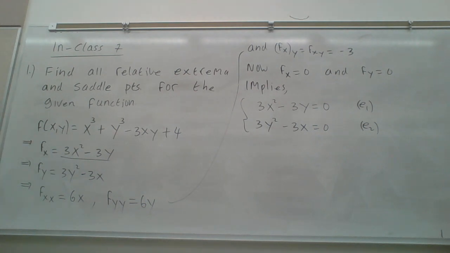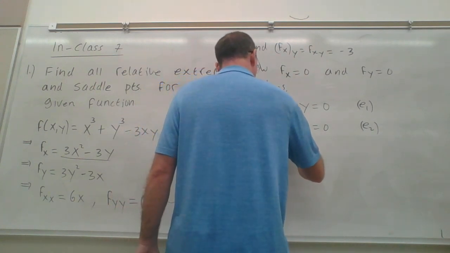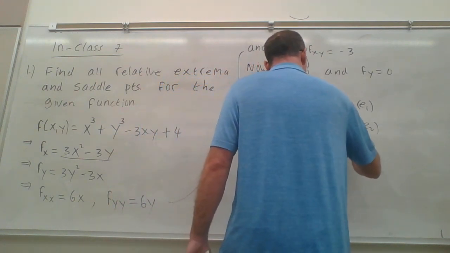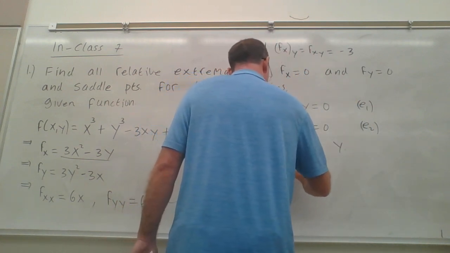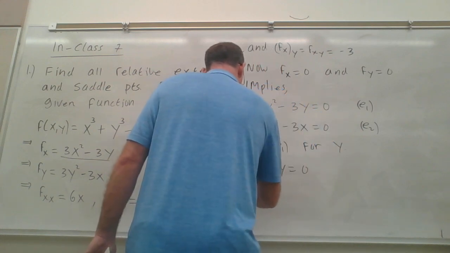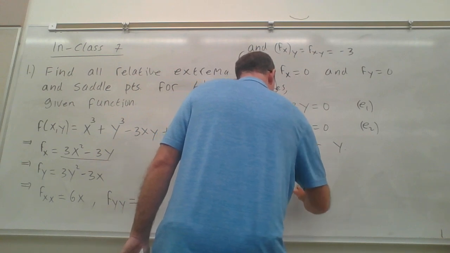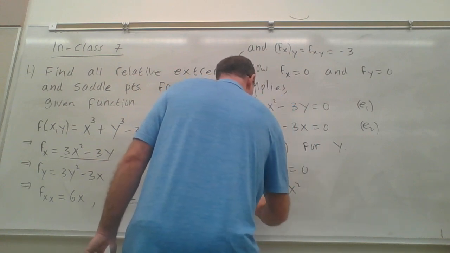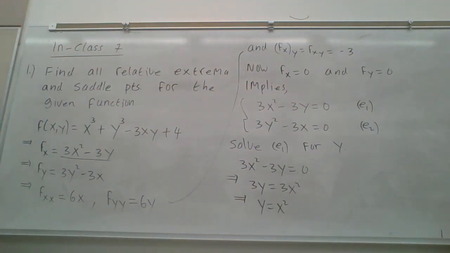So what I'm going to do is say, let's solve equation 1 for y. So you have then 3x squared minus 3y equals 0. So then adding 3y to both sides, you'll have 3y equals 3x squared. Dividing by 3, y equals x squared. Okay, we're going to substitute this now into equation 2.